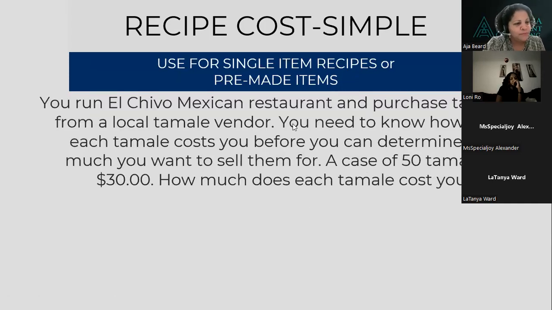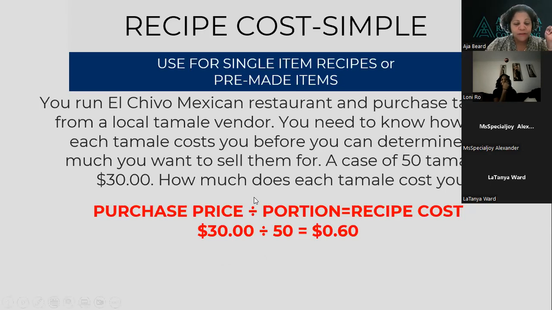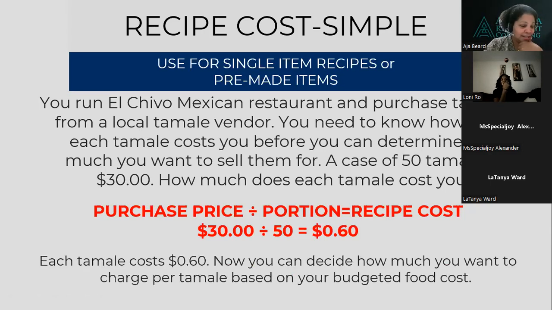So just to give another example, you run El Chivo Mexican restaurant and you purchase tamales from a local tamale vendor. You need to know how much each tamale costs before you can determine how much you want to sell them for. A case of 50 tamales is $30. How much does each tamale cost you? The simplest formula is you take the purchase price, you divide it by how many portions are in that, and that'll give you your recipe cost. So if we plug in the numbers, we've got $30 divided by 50. Each tamale costs 60 cents.